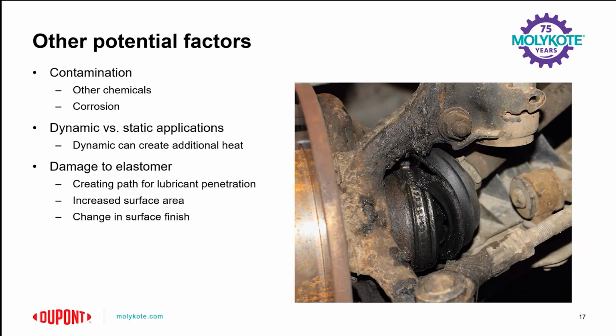And then there's some of the other potential factors. So contamination being a big one. Perhaps there's other chemicals involved that could be causing some type of reaction, which makes elastomer compatibility worse. Perhaps there's corrosion, dynamic versus static application. So if it's dynamic, you might be creating additional heat or even wear patches that allow for more uptake of fluid into the elastomer. So that goes into the damage to the elastomer, creating additional leak paths or more surface area for the lubricant to come into contact with.